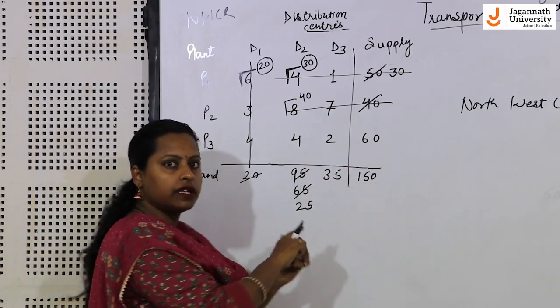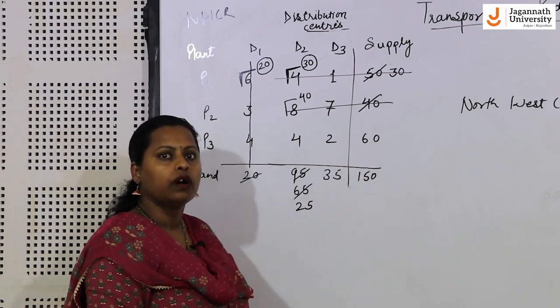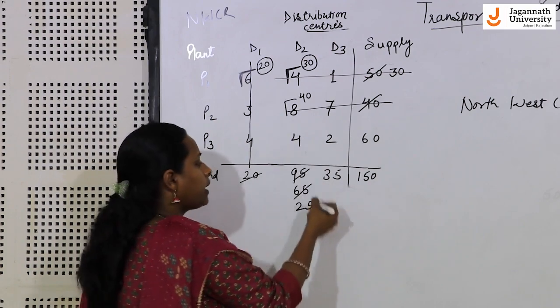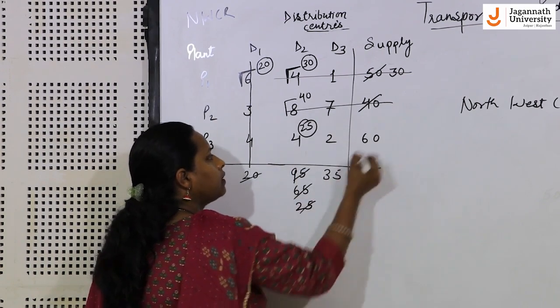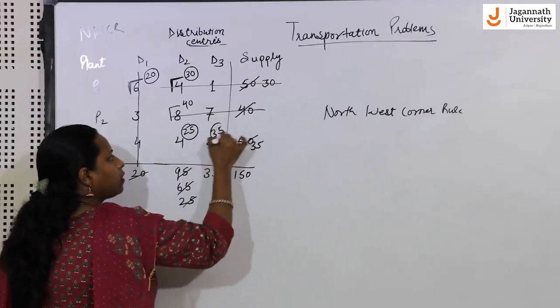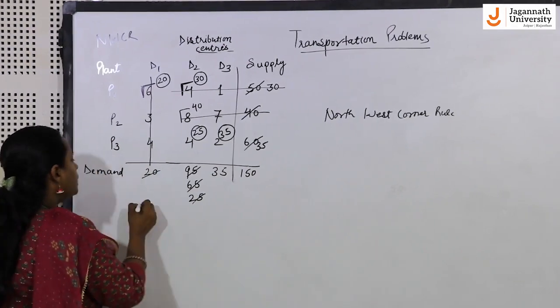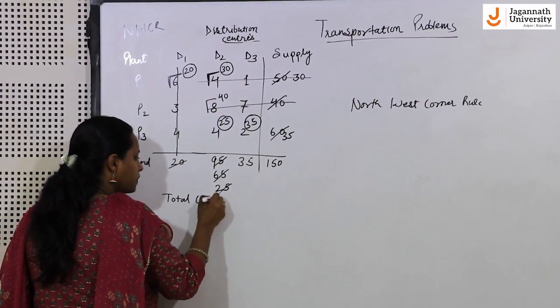In the last, you will see that the total of demand and supply will be the same. Fine. So first we will allocate on 4, that is 25 units. Fine. Then the remaining units will be 35 and you will allocate the 35 on this number 2, on the cost 2. Fine. Now what we will do, we will calculate the total cost.